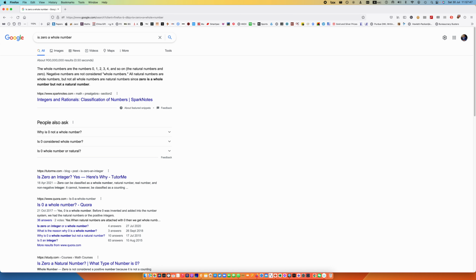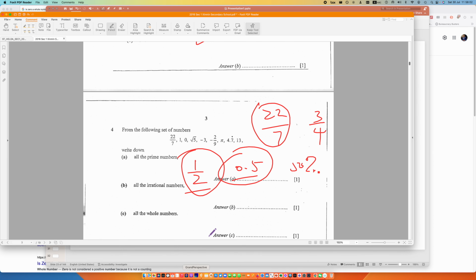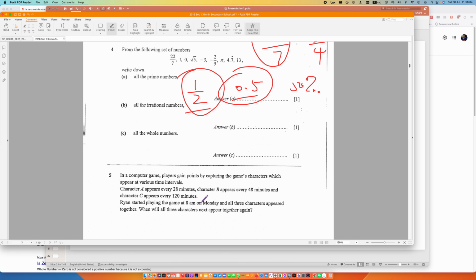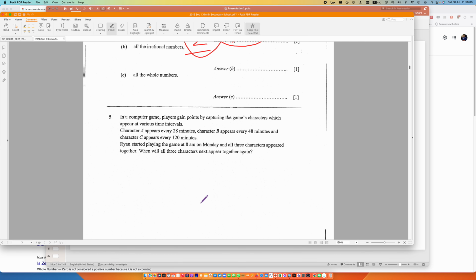Can you remember this from today onwards? Don't fool yourself multiple times. If you fool yourself multiple times, you are insane. You don't give me 22 over 7 under irrational number from today onwards. You are always the problematic kid.